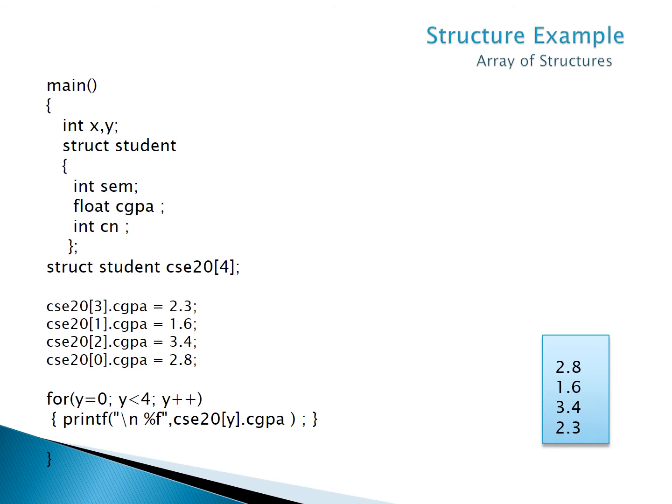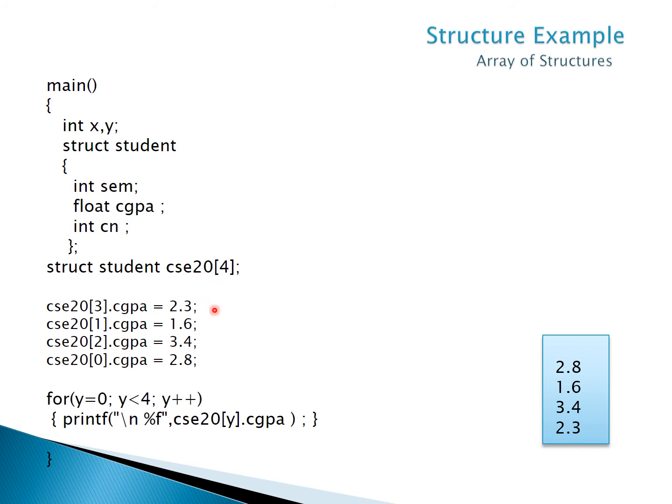In this example, we will try to demonstrate how to use an array of structures. This is the structure, the name of the structure is student, and these are the members of the structure. And now we have an array of structures. The name of the array is CSC20, and the type of this array is student, which is a structure. The size of this array is 4. In other words, we have 4 structures: CSC20 index 0, CSC20 index 1, CSC20 index 2, and CSC20 index 3.